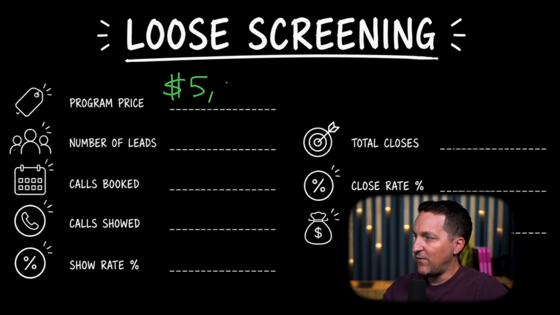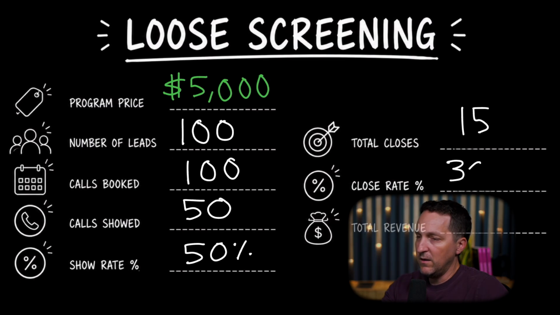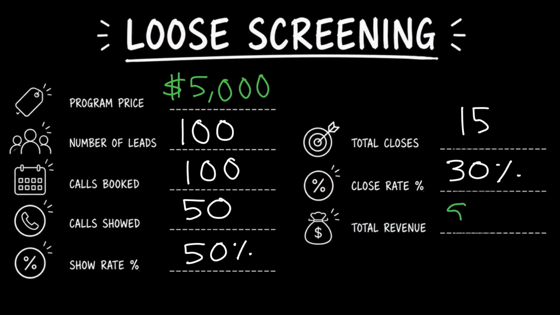Scenario number 2 would be loose screening. So you take the same program that is $5,000, you have 100 leads, and you let everybody book. Because you let everybody book, you have 50 that show, you close 15. So you have a 50% show rate and a 30% close rate. But when you look at overall, you have $75,000 in revenue. So which one of these is better? The answer? Well, it's a trick question because I talked about the spectrum.